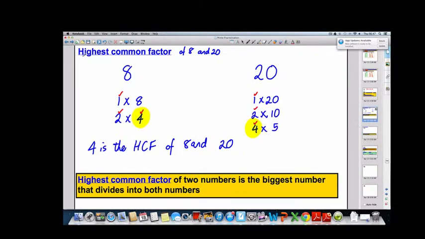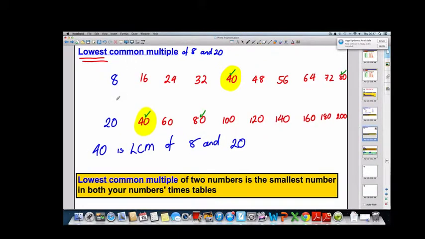So let's recap. Highest common factor is the biggest number that divides into both your numbers, and the lowest common multiple is the smallest number in both your numbers' times tables. Right, I want to show you a nice neat way of calculating these by using the work we did yesterday.